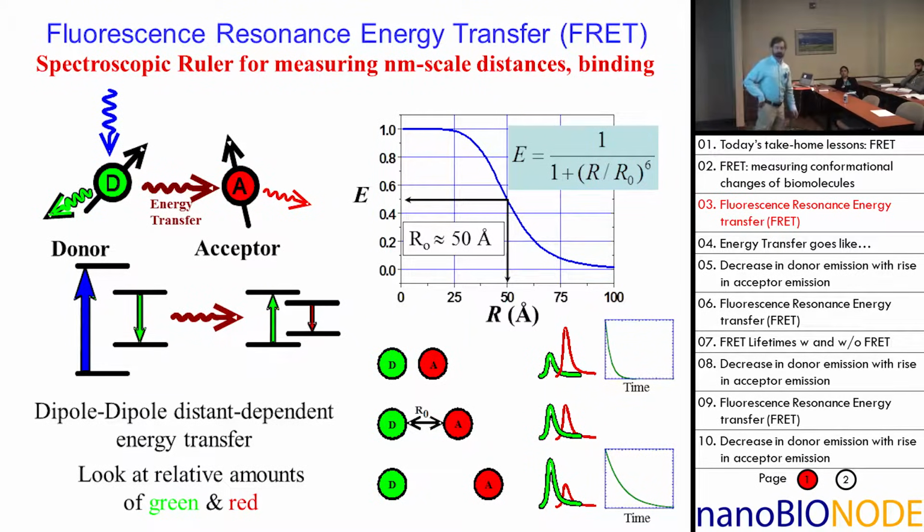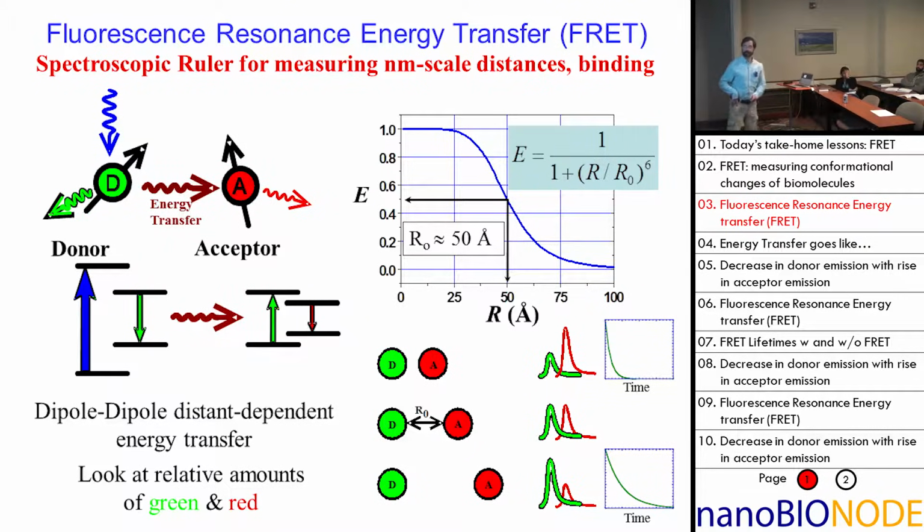Yes? In the graph, what does E represent? Does it represent energy transferred or energy emitted? E is the efficiency of energy transfer. So E is 1, or multiplied by 100 is 100%, and here E is 0, namely none of the light. And when E is 0.5, then the energy transfer efficiency is 50%. Yeah, thank you for clarifying that.